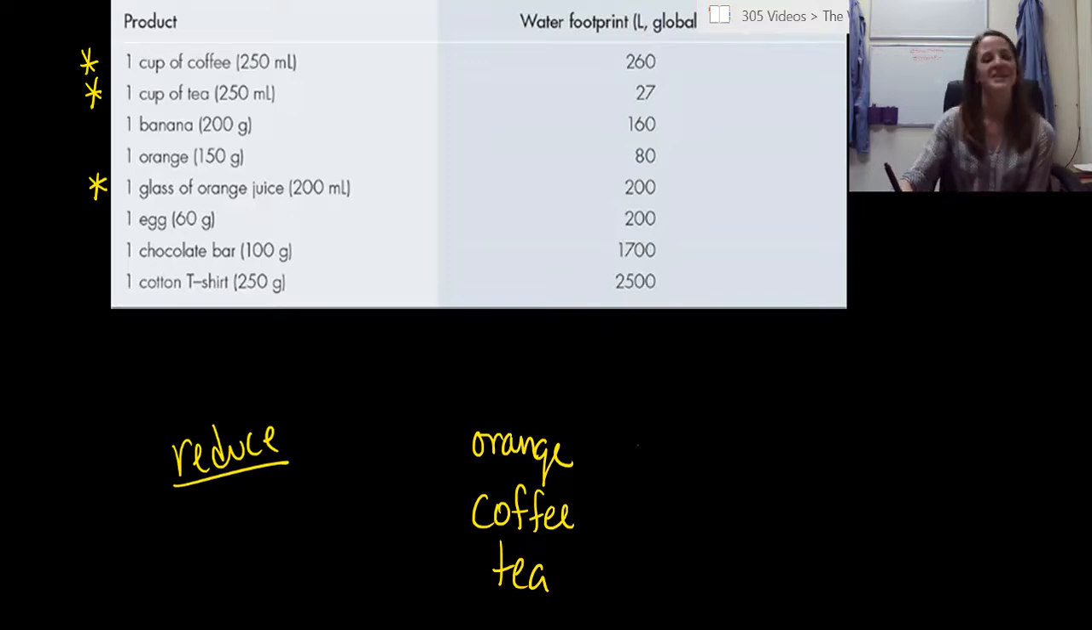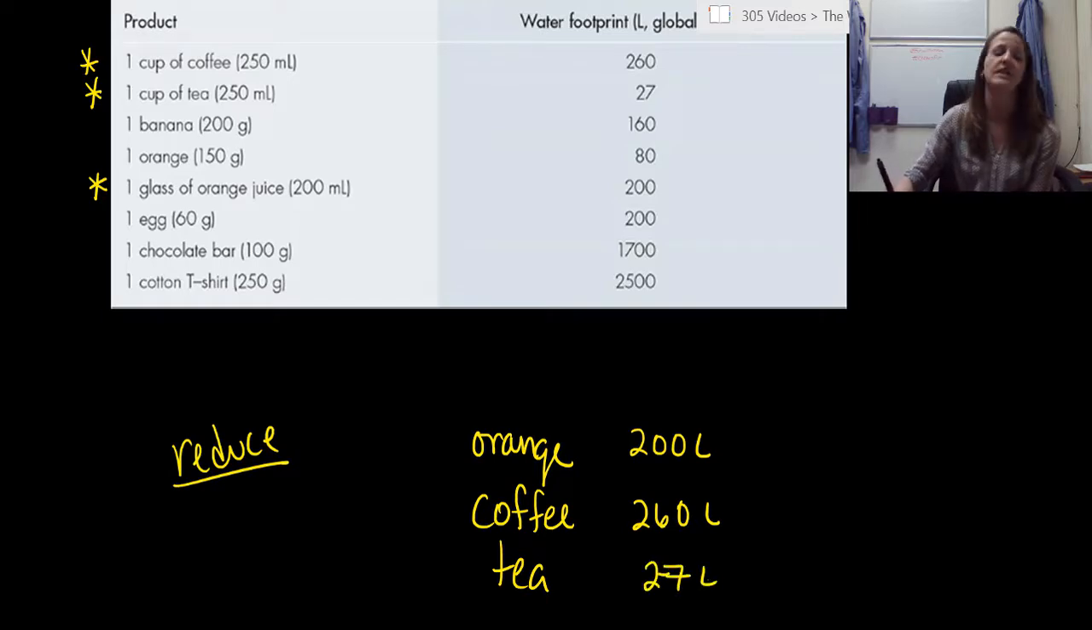All right, did you get an answer? Hopefully you did, but if you didn't, that's okay. All I wanted you to do was look at the table above and figure out what the water footprint was for each of these 3 beverages. So what we can see here is that for a glass of orange juice, it requires about 200 liters of water. Coffee requires about 260, and tea requires about 27 liters of water. So out of these 3 beverages, if you wanted to minimize your water footprint, you would absolutely stop drinking coffee.